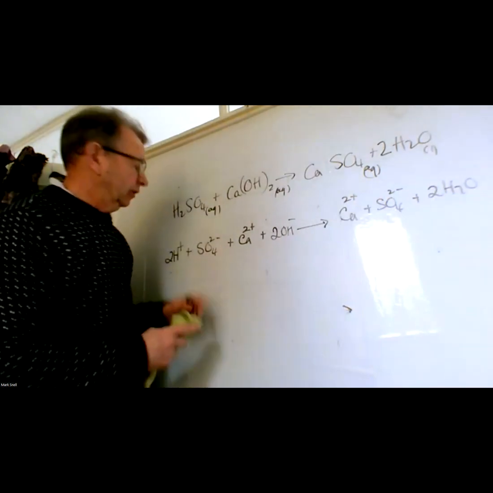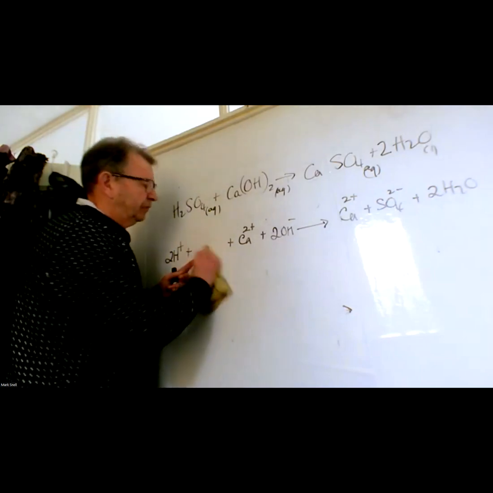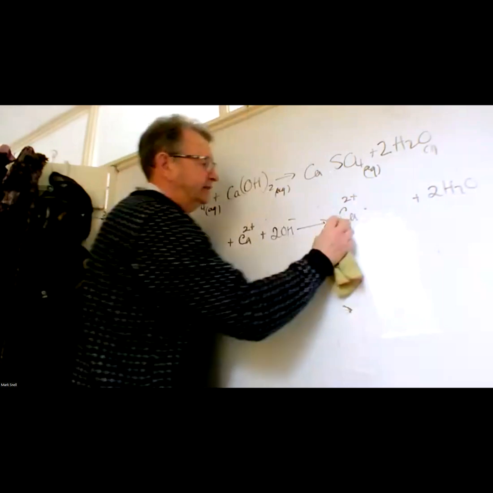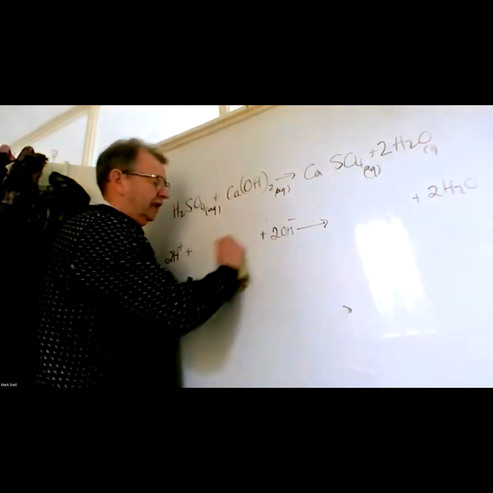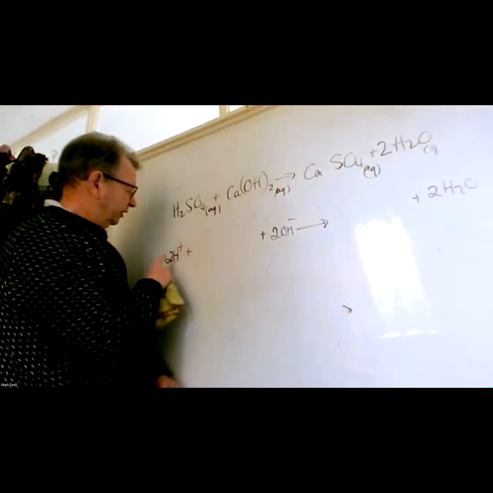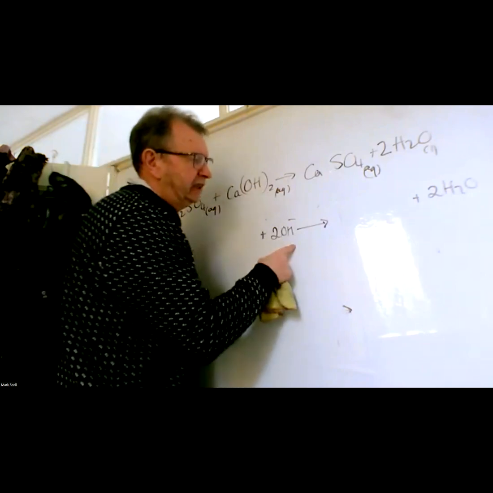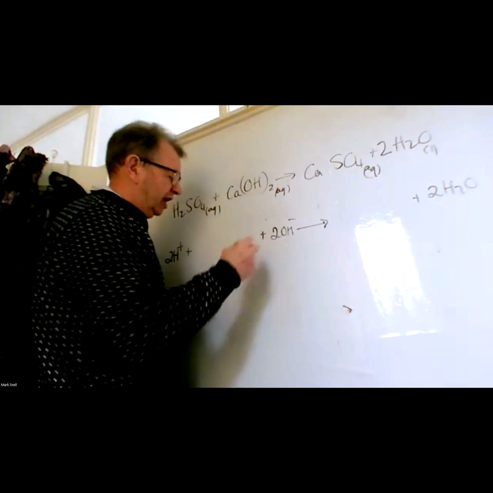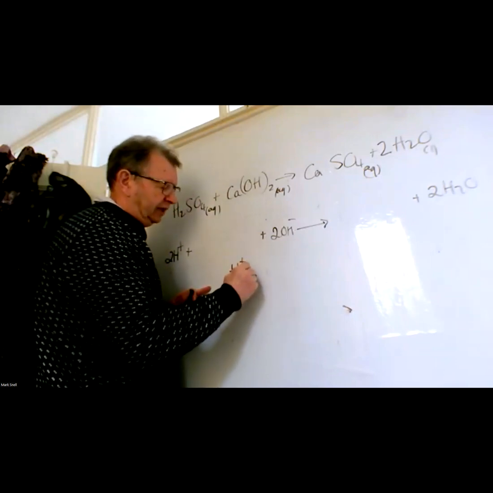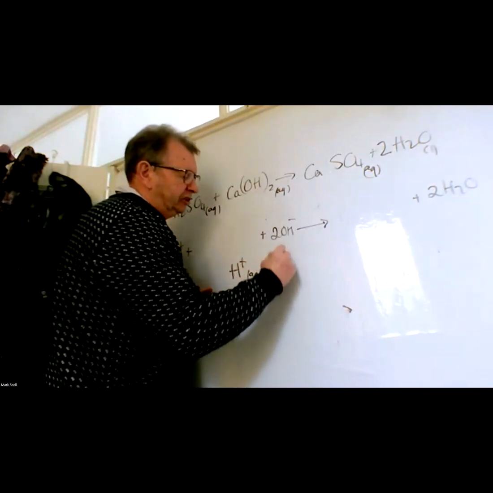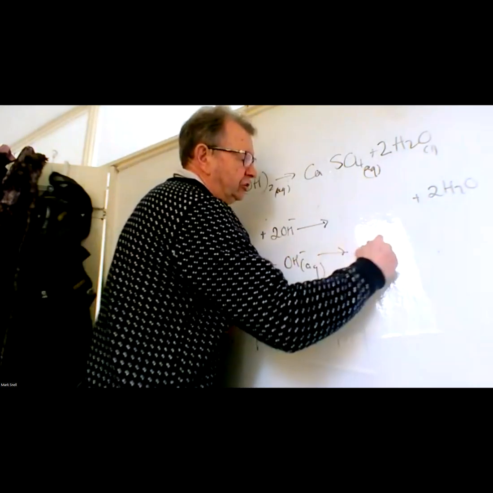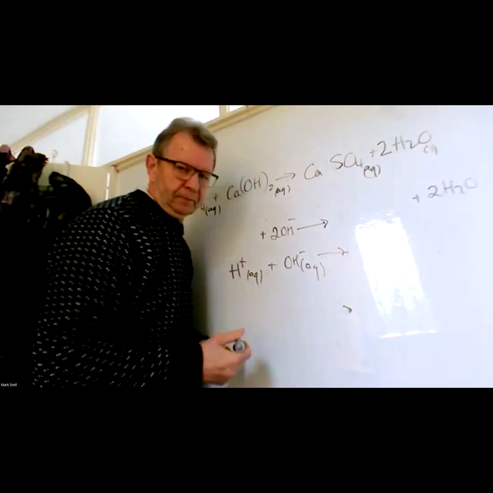Then I can say, look, I've got a sulfate here, a sulfate here, I've got a calcium here, a calcium here. So it's 2H plus 2OH minus goes to 2H2O, or I could get rid of the 2's and turn it into H plus aq plus OH minus aq goes to H2O liquid.